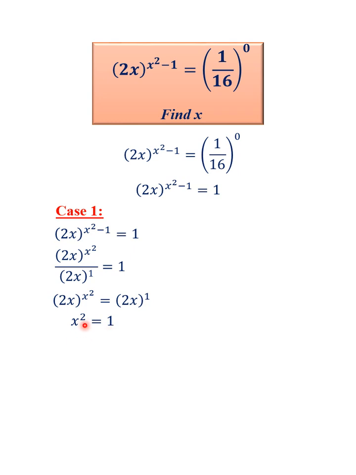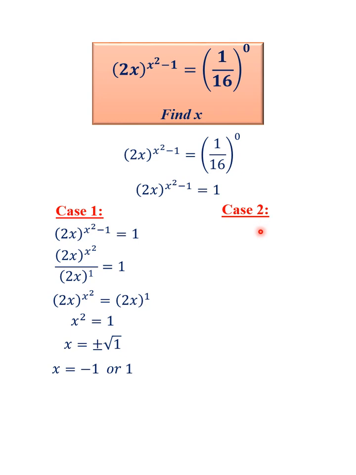To obtain x, this square has to cross over to form a square root on the other side, so that x will be equal to plus or minus the square root of 1. Plus or minus because the square means it is a quadratic equation and the answers should be two. So one of them is positive and the other is negative. The square root of 1 is 1, so that x will be equal to minus 1 or 1. These are two values of x that satisfy the equation, but it is not the only value of x. Hence, we need to consider case 2.